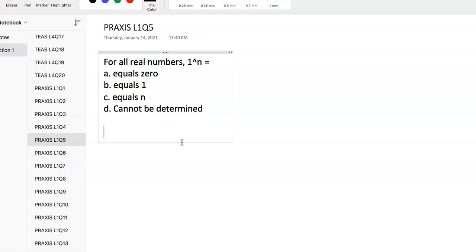Okay, and then we jump into, we've got 2 questions coming up here about properties of 1 and 0. So this is a property of 1. They're just saying 1 to the n always equals some number. Okay, so let's do a couple practice ones. Just plug in a couple numbers for n.